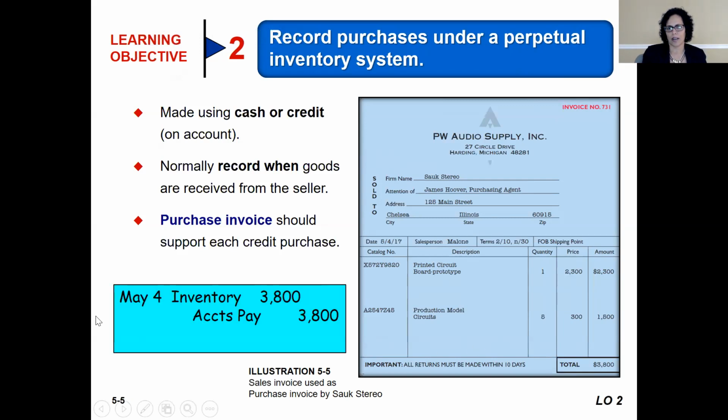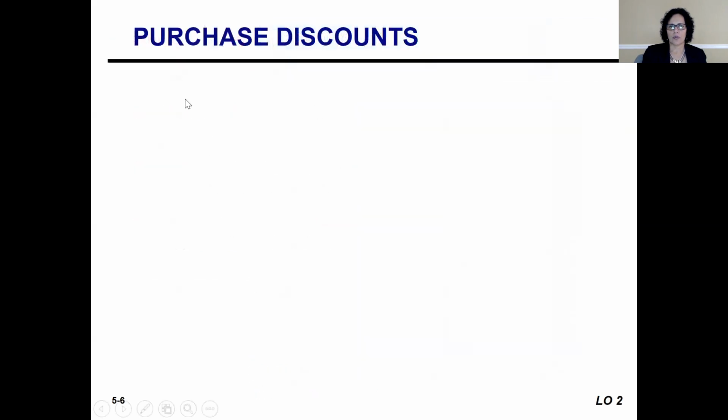So what's my journal entry? On this date, May 4th, the date of the invoice, the buyer will write: inventory debit 3,800, accounts payable credit 3,800. If it was a cash transaction, they'd credit cash 3,800. So inventory is debited 3,800. With this journal entry in my books, I know that $3,800 is the value of my inventory. Now let's continue.